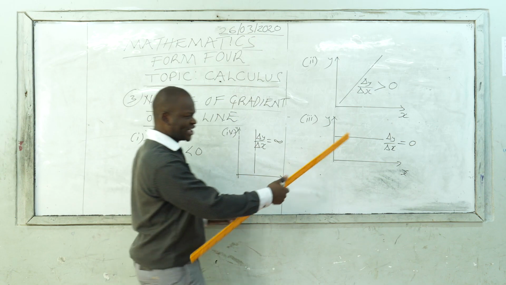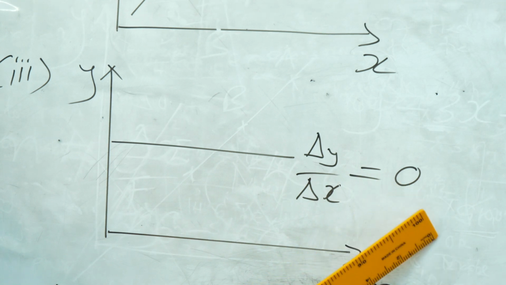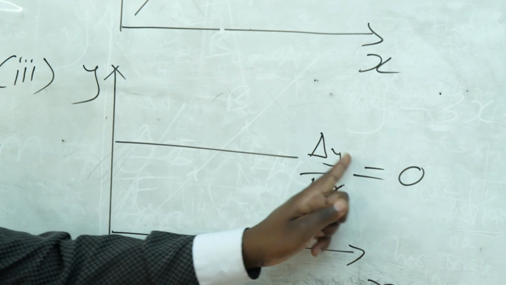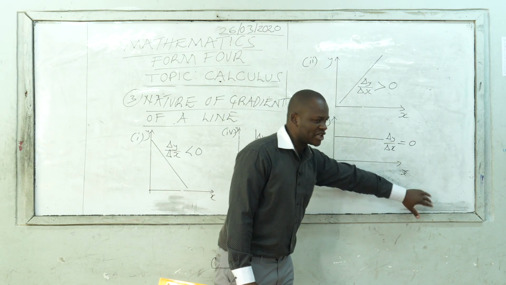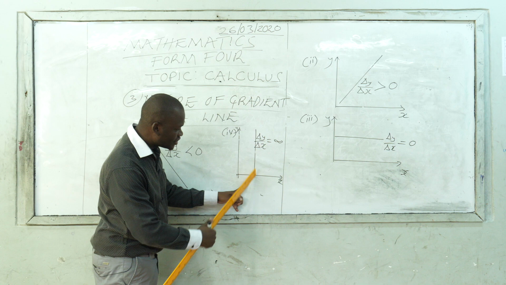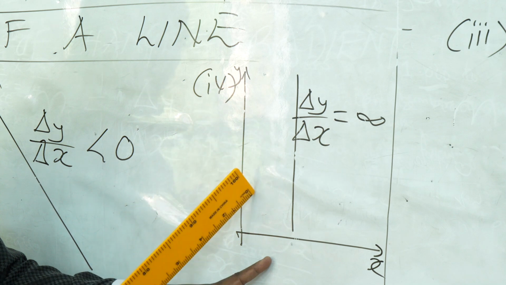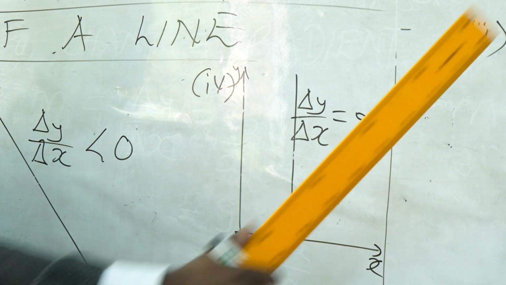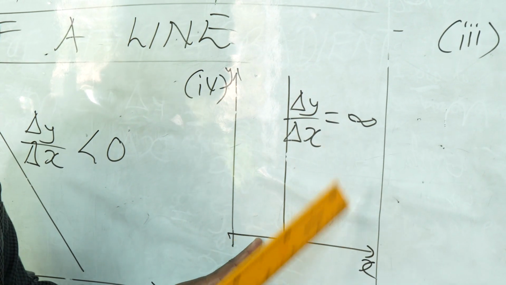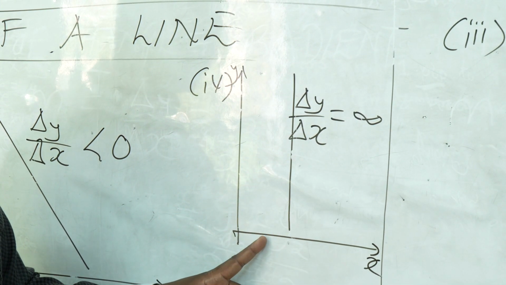If you are keen, when you are getting the gradient in such a case, you end up with 0 over something. Meaning what? You'll get a 0 value, because throughout the value of y is the same, but we have a variation in the value of x. In this case, you'll get something over 0. Now throughout this line, the value of x is of course the same, but we have a variation in the value of y. So 0 gradient means 0 over something. Here we have an undefined or infinite gradient, meaning something over 0.